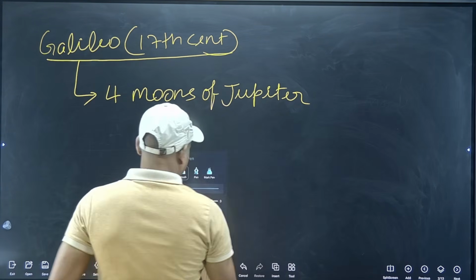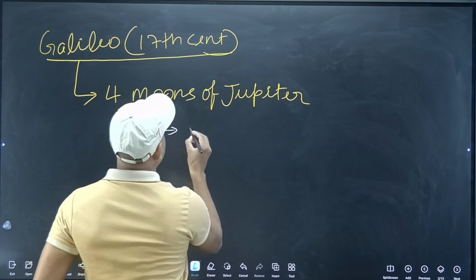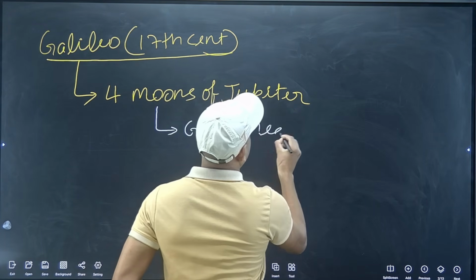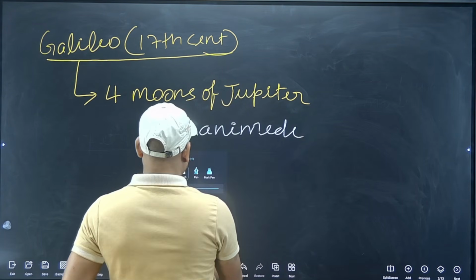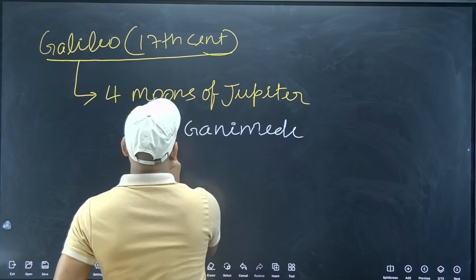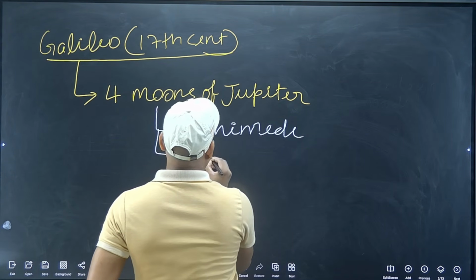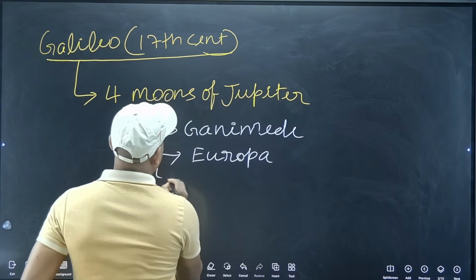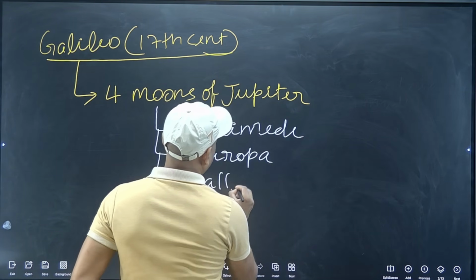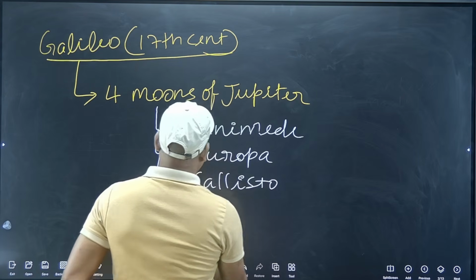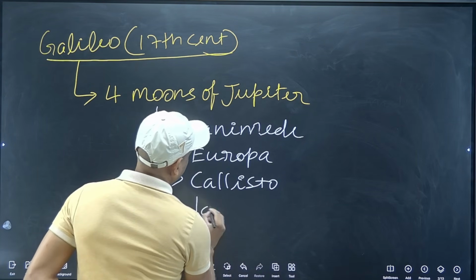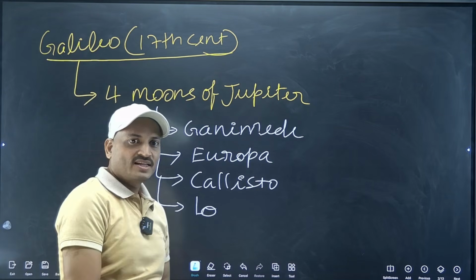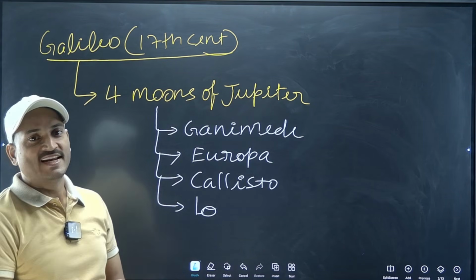Ganymede, Europa, Callisto, and Io. So these were the 4 moons of Jupiter discovered by Galileo through telescopic observation.